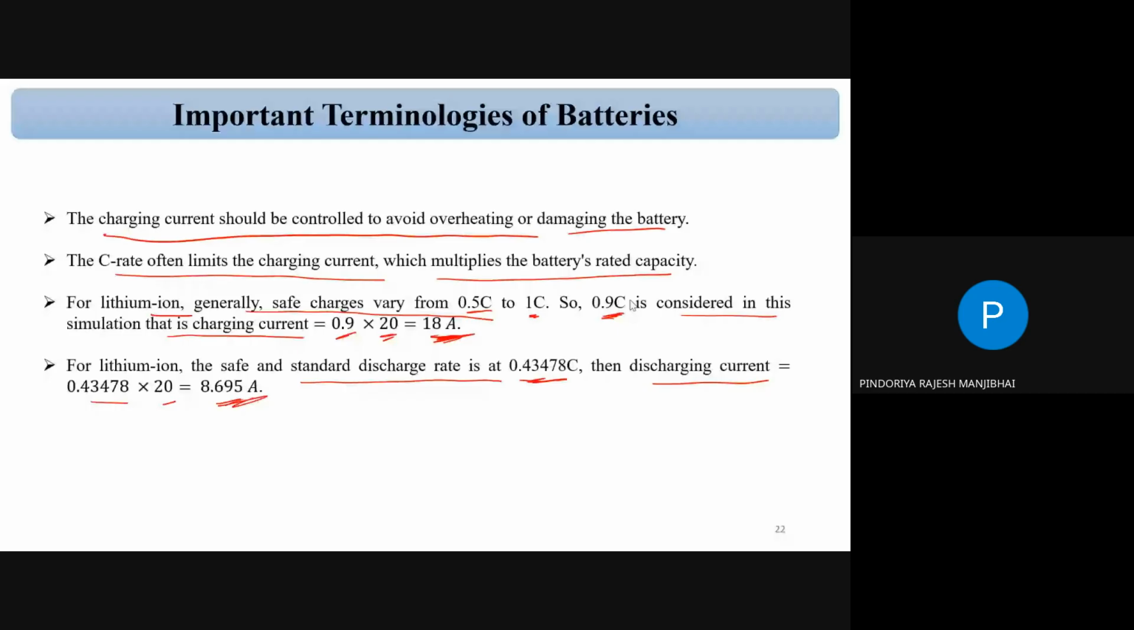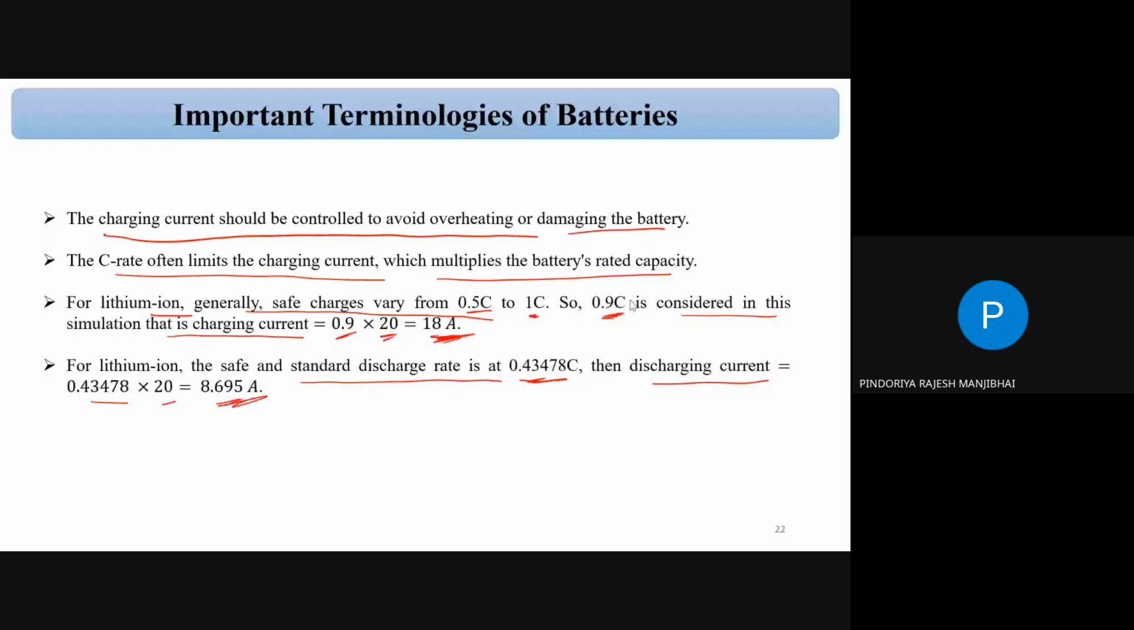Otherwise, what I can do is make one or two slides on deciding the C rate, and then give you the step-by-step process of how they decide the C rate in the industry. Okay, sir. Okay.